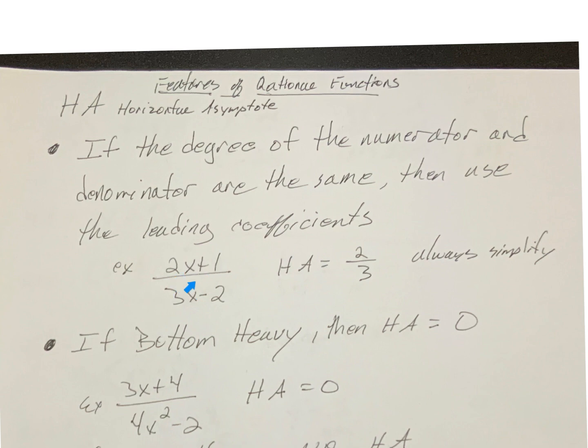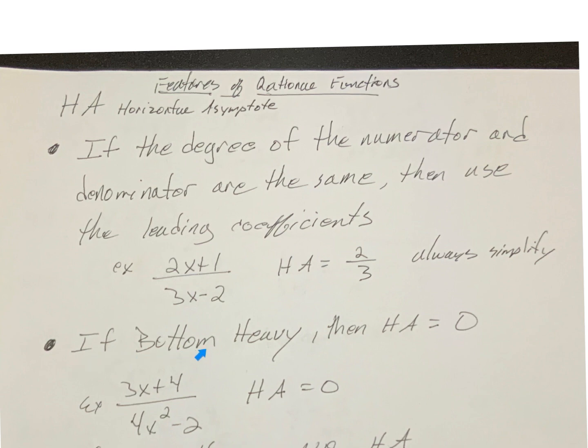You can see that the numerator and the denominator have an x with an exponent of 1. So the degree of the numerator and the denominator is 1. They're the same, so we use the leading coefficient of 2 over 3. So 2/3 is going to be our horizontal asymptote. That means it's shifted up from 0. So we know that the graph is going to touch the x-axis at some point, so there will be an x-intercept.